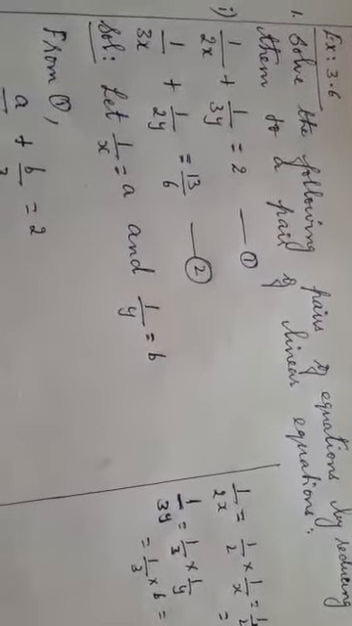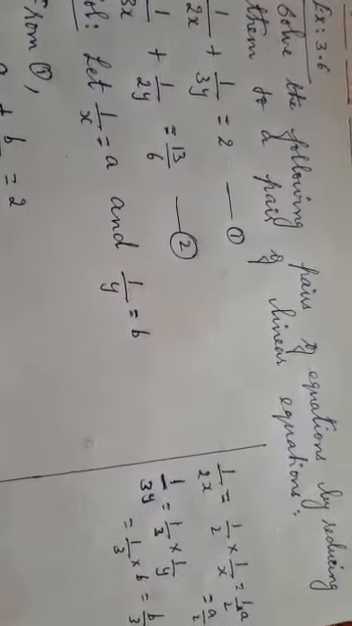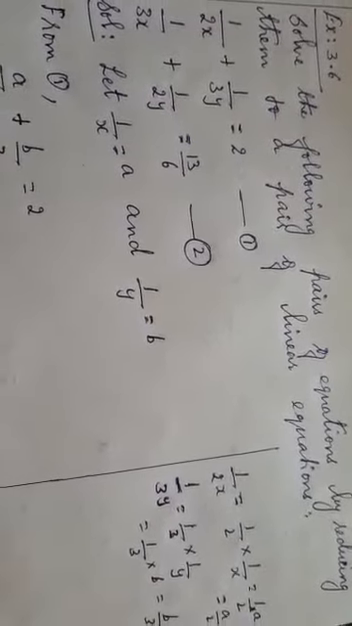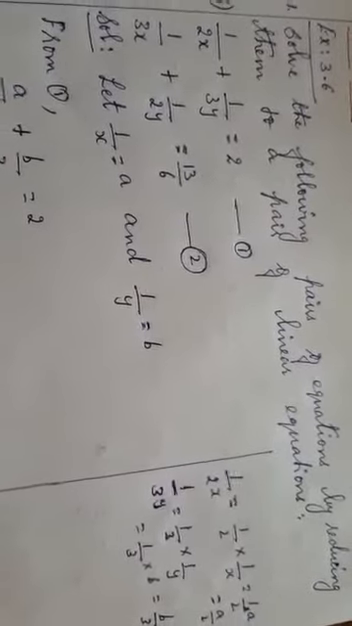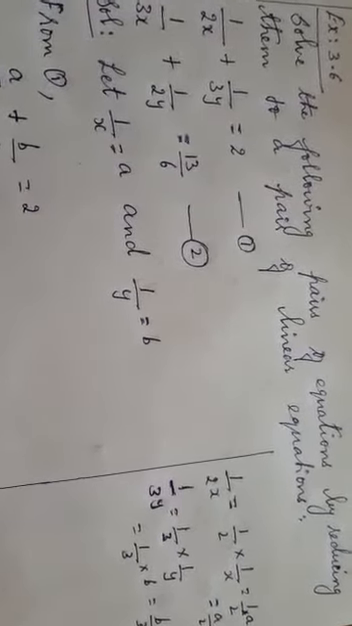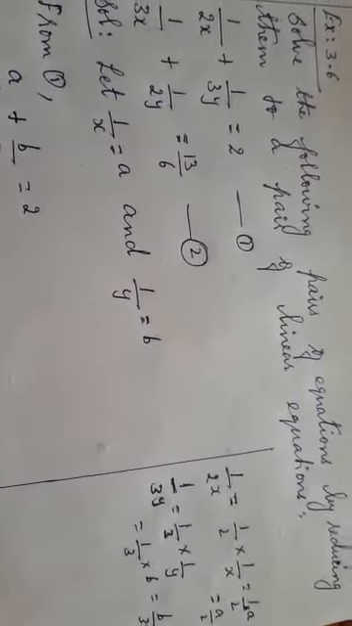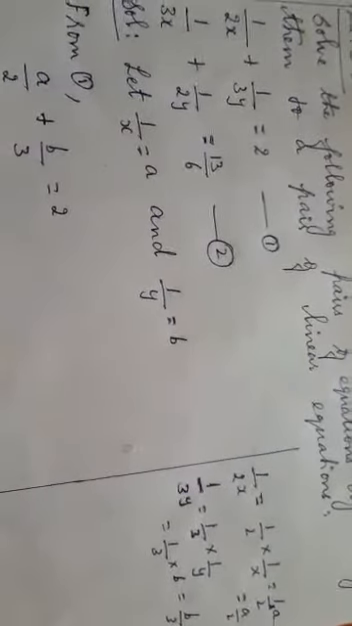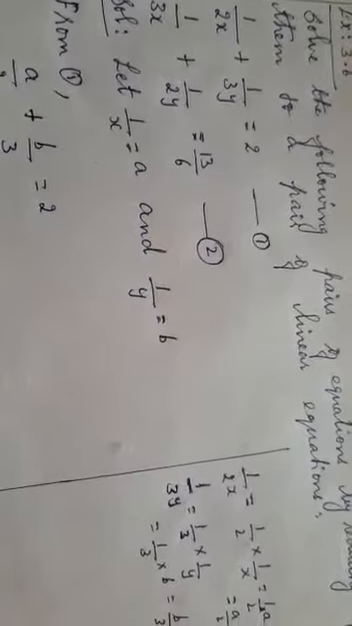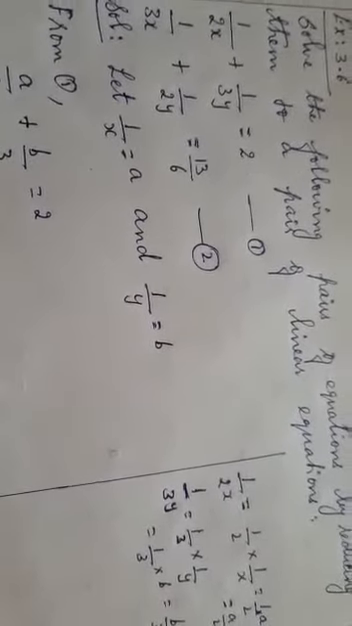The first question is 1 by 2x plus 1 by 3y is equal to 2, 1 by 3x plus 1 by 2y is equal to 13 by 6. Now by seeing this you can understand that this is not in the linear form. A linear equation is of the form a1x plus b1y plus c1 is equal to 0 and a2x plus b2y plus c2 is equal to 0. Since it is not in that form, we have to substitute some values and then make it a linear equation.